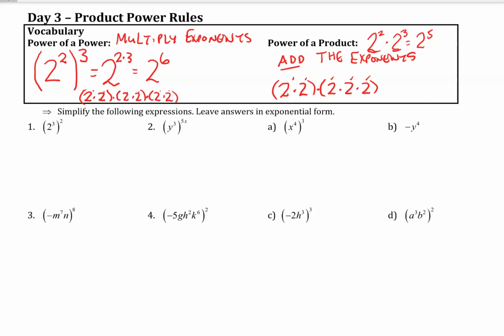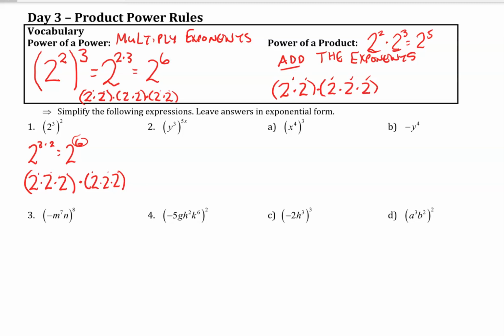Let's use that for some examples. Well, 2 to the 3rd to the 2nd, or 2 cubed squared, would be 2 to the 3 times 2, or 2 to the 6th. Just like we did up above, we would take 2 cubed, 2 times 2 times 2, and then square it. So we would multiply it by itself, 2 times 2 times 2. So 2 to the 1, 2, 3, 4, 5, 6. 2 to the 6th.